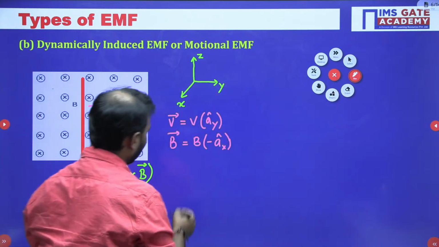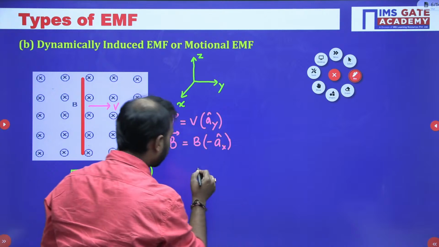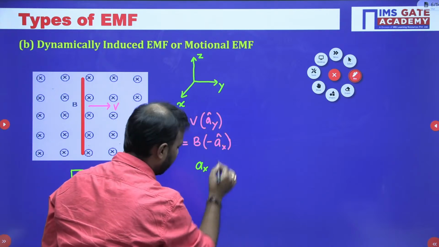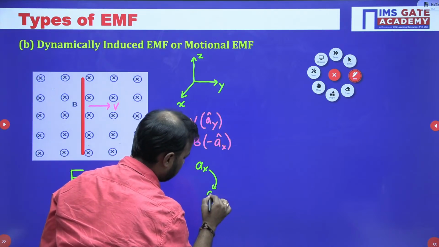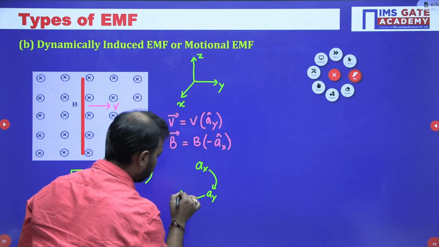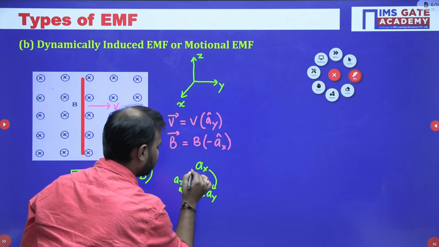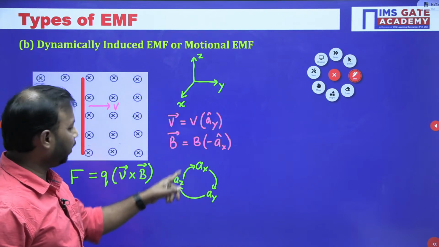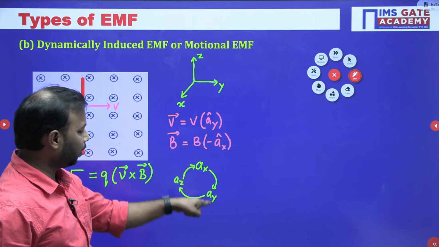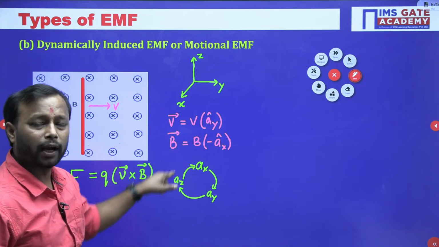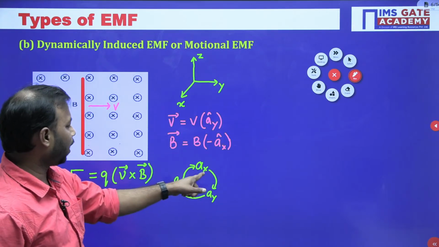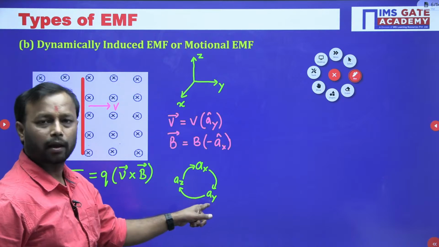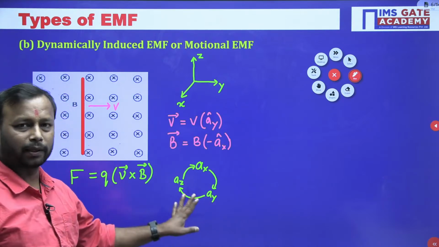Okay. All right. One more concept is required. Ax cross ay will give you Az. Just the basics of your electromagnetics. Ay cross Az will be Ax. Az cross Ax will be Ay. And if you rotate in the anti-clockwise direction, like Ax cross Az, it will be minus Ay. So this basic is required.